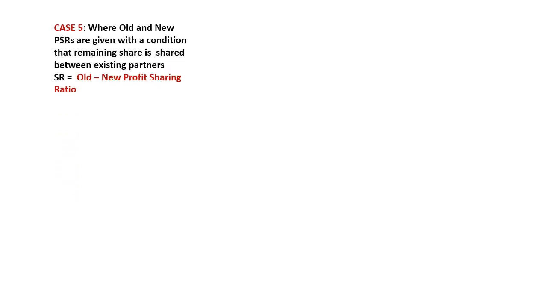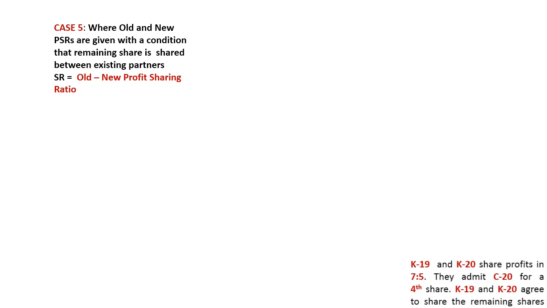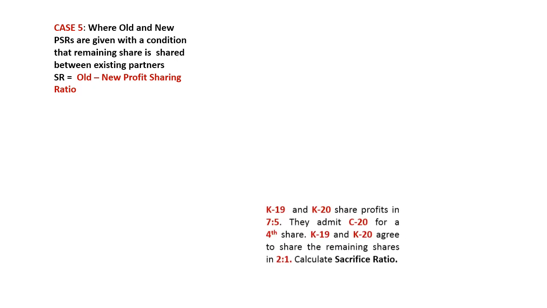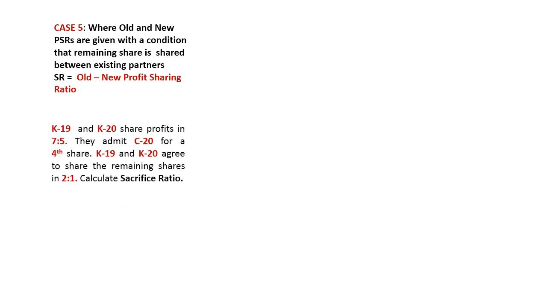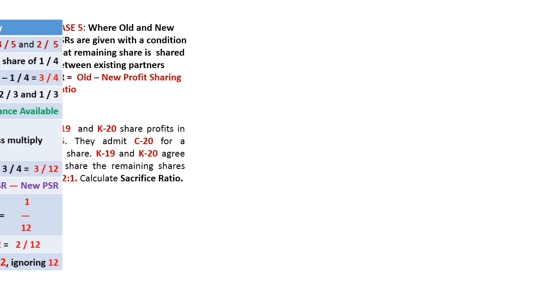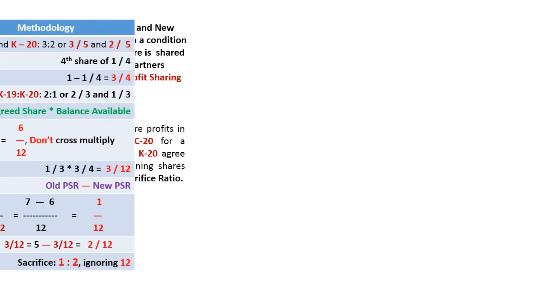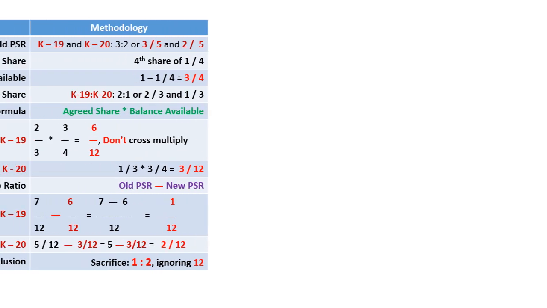Case 5, where old and new ratios are given with the condition that the remaining share is shared between the existing partners. Sacrificing ratio is equal to old minus new profit sharing ratio. Example, K19 and K20 share profits in 7 is to 5. They admit C20 for a fourth share. K19 and K20 agreed to share the remaining shares in 2 is to 1. Calculate the sacrifice ratio. Look at my workings.